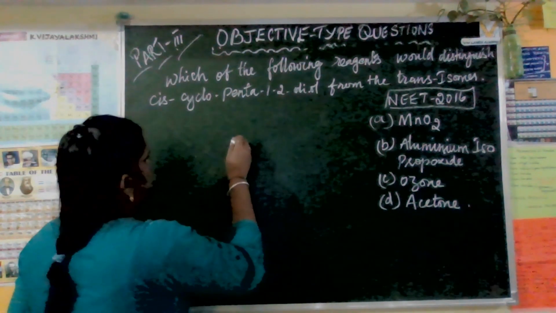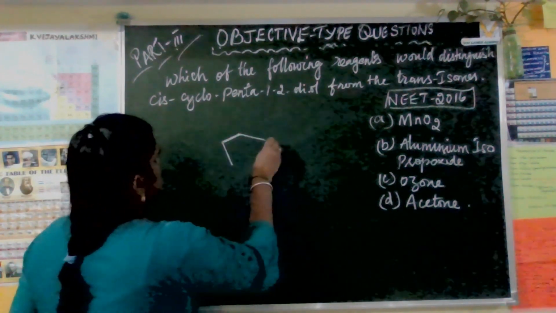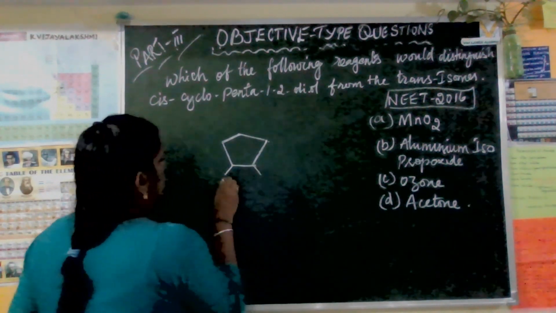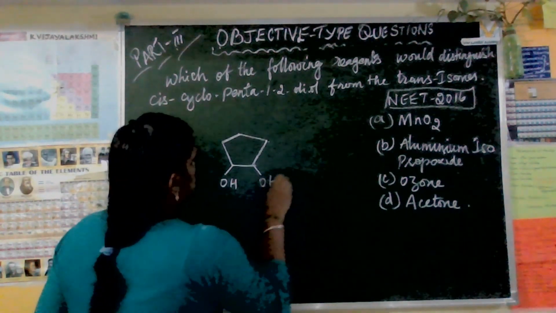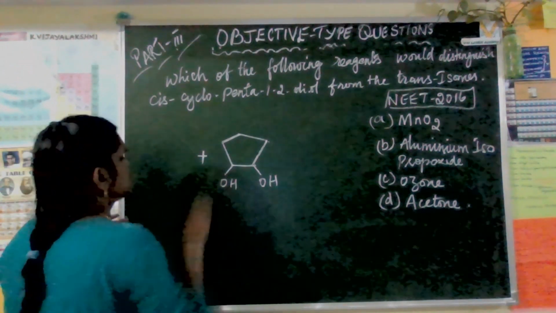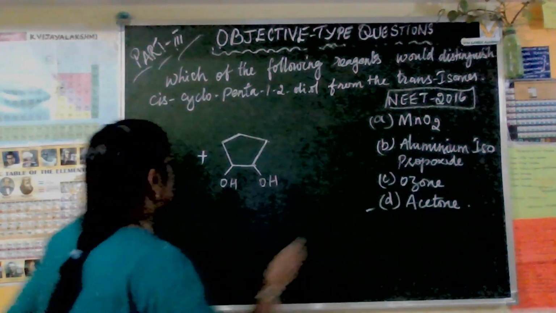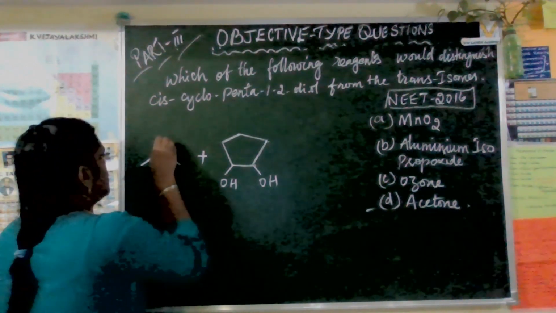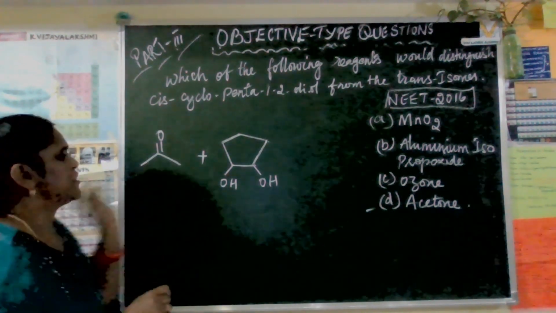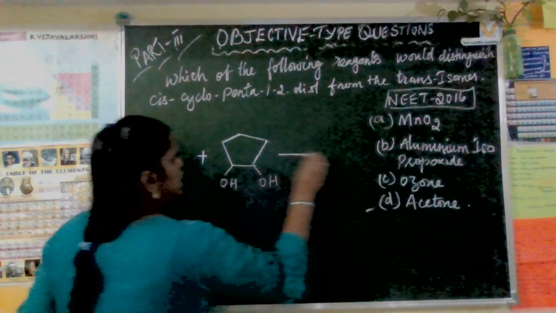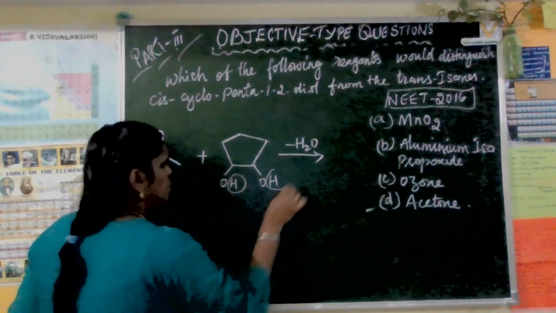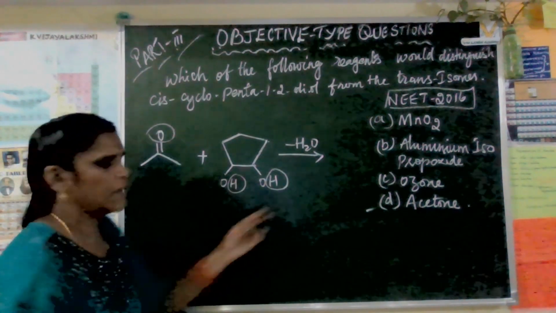First and foremost, we'll draw the formula of cis cyclopentane-1,2-diol. Sorry, 1,2-diol, right? Here OH, here OH, a dihydric alcohol. Now let us go for acetone first. Acetone, I put it like a bond line structure, C double bond O with CH3, CH3. Yes, it releases a water molecule. How does it release a water molecule? One hydrogen along with the oxygen, you are getting a water molecule.